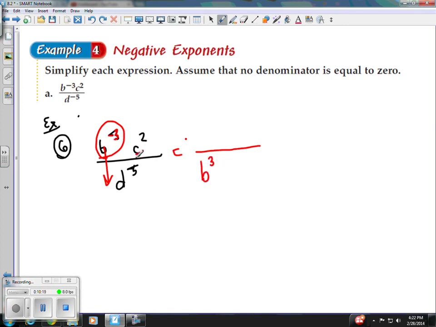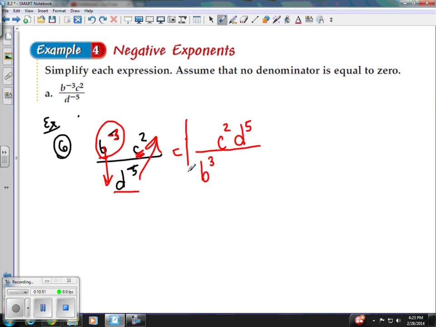Then we look at our c squared. His power is positive, so he wants to stay on the top. He wants to stay where he is. Then our last variable to look at is d. So I have d to the negative fifth. His power is negative. So he doesn't want to be on the bottom part of the fraction. He wants to change his location and go to the top. So d, and because he went to the top, is now to the positive fifth power.